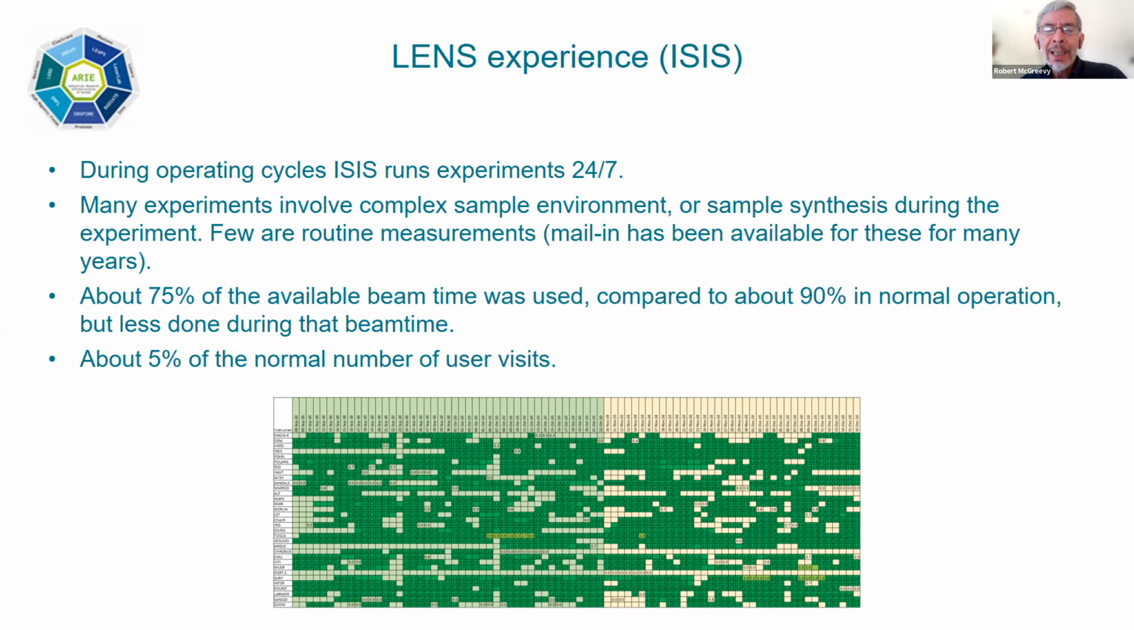During the pandemic, we actually managed to use about 75% of the available beam time. The picture at the bottom is a booking over days of all the various instruments that are available. That's comparable to about 90% in normal circumstances; in normal circumstances, you still don't run absolutely everything all the time. But that was done with about 5% of the normal number of user visits. Typically, ISIS will have something like 4,000 user visits in a year. So that was a very small number of user visits, which were the ones absolutely necessary to carry out those experiments. Generally, that was an extremely successful application of remote working.